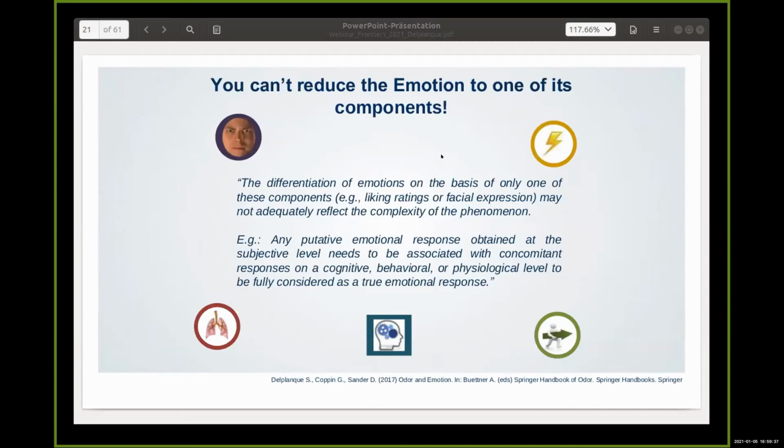Okay, so as I hope I've shown you, an emotion is a complex phenomenon, and you can't reduce emotion to only one of its components. The differentiation of emotion on the basis of only one of these components does not reflect the complexity of the emotion. So for instance, any putative emotional response obtained at the subjective level needs to be associated with other responses, like cognitive, behavioral, or physiological, to be fully considered a true emotional response.